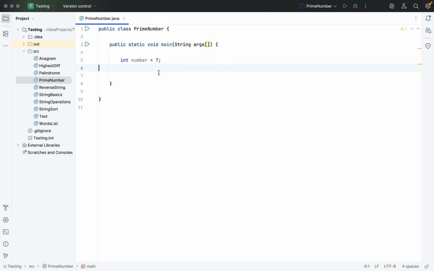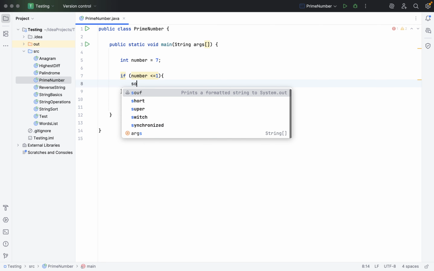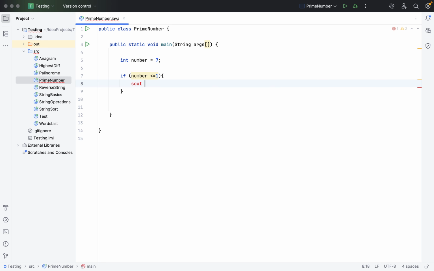Okay, so let's start. If the number is less than or equal to 1, we know that it is not a prime number, so we will directly print out: number is not a prime number. Else we will check if the number is prime.